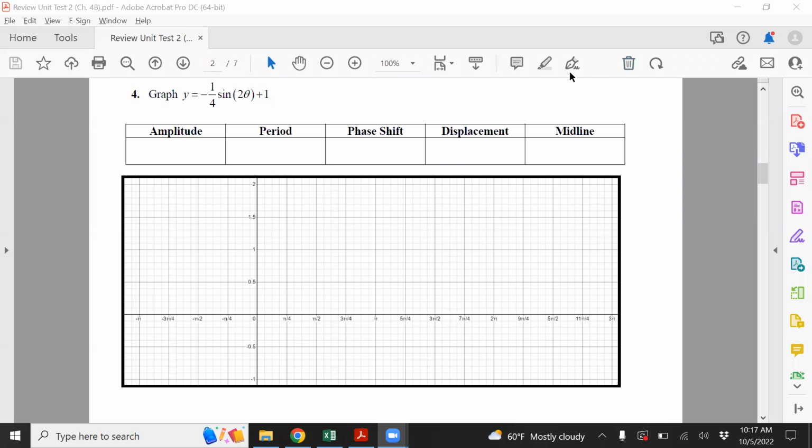Okay, so what's the amplitude here, guys? The amplitude is 1/4. And the period is 2 pi over b. So 2 pi over 2, just pi. Okay, phase shift, cross it off.